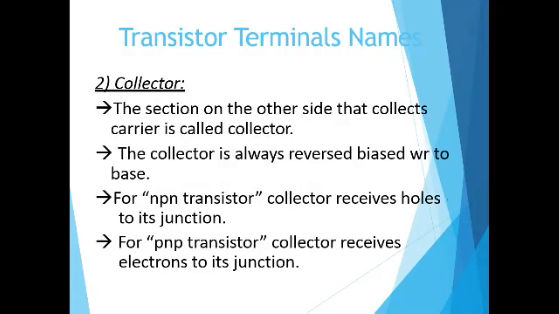Next one, collector. The section on the other side that collects carriers is called the collector. The collector is always reverse biased with respect to the base. For an NPN transistor, the collector receives electrons at its junction. For a PNP transistor, the collector receives holes at its junction. So collector function means to collect the minority carriers.